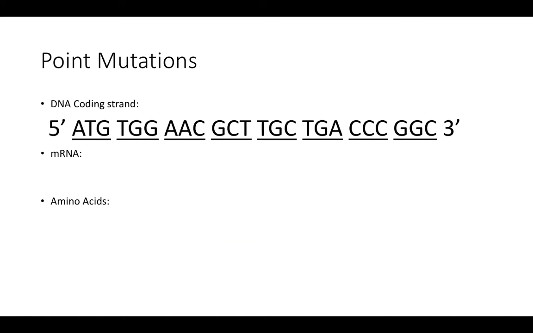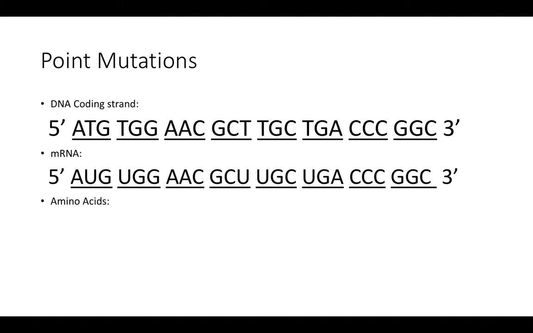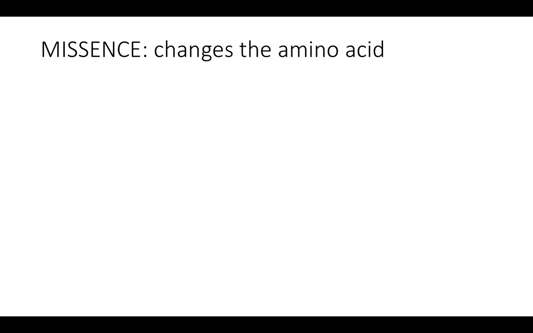Next, I will illustrate the effects of 4 types of point mutations on this coding strand of DNA given. We will start with this coding strand that can be translated into this mRNA sequence, which results in these amino acids. The first type of point mutation is a missense mutation. This is when a change in the DNA sequence alters one of the amino acids produced.